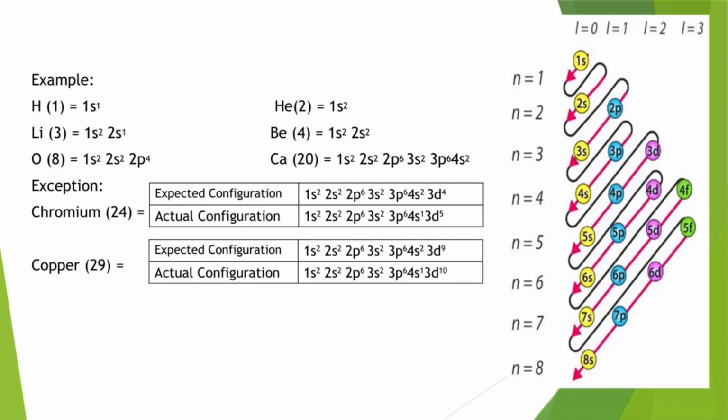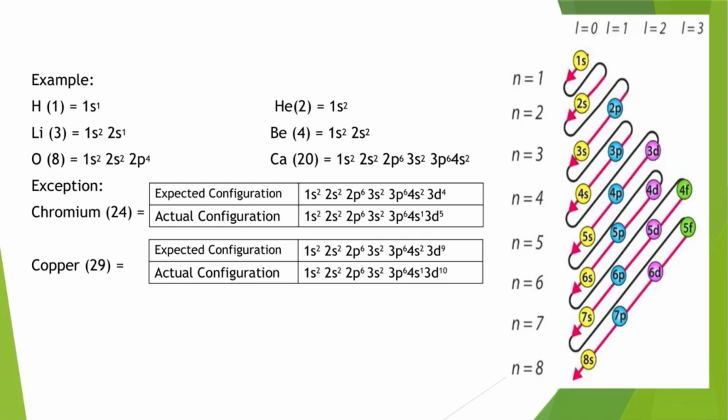But in actuality, having 4 electrons in the D subshell is an unstable stage. So to avoid that, an electron from the previous subshell, that is S, is given to D to make it stable: D5, and S1 remains in the S subshell. Similarly, another case is copper. Copper, having atomic number 29, also shows some exception.